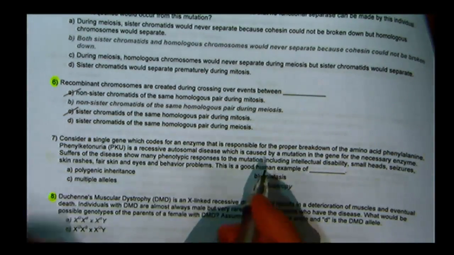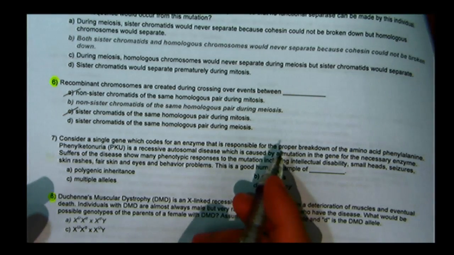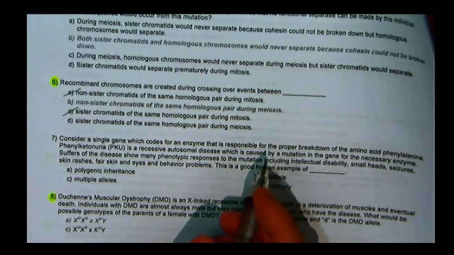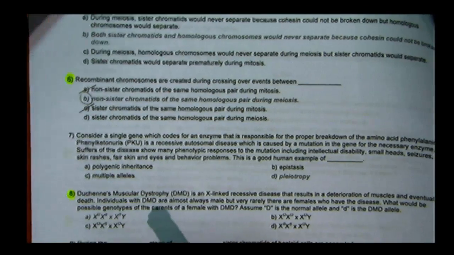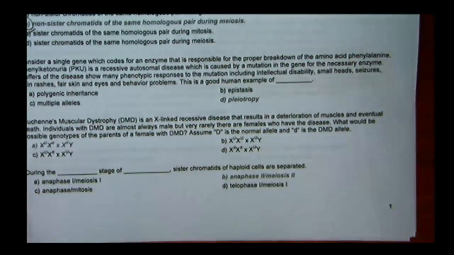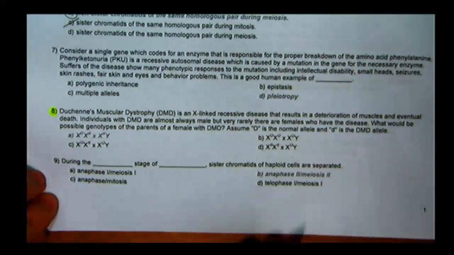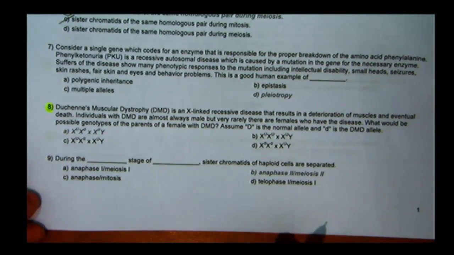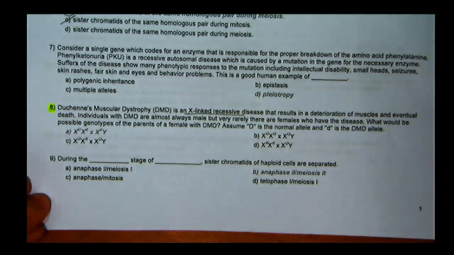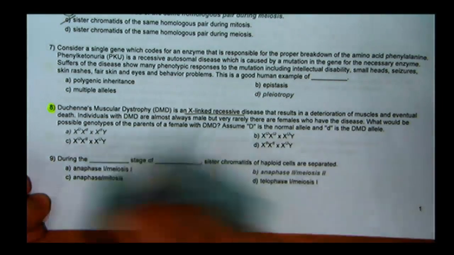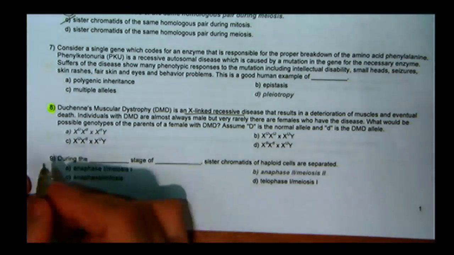Okay, so now number 8 on exam 1 version A. We have an X-linked recessive disease, and everything else kind of doesn't matter. What would be the genotypes of the parents of a female with this disease? Okay, so we know it's X-linked recessive, so if this female does have the disease, she has to be little d, which means her father had to give her a little d because he can only give her one X.